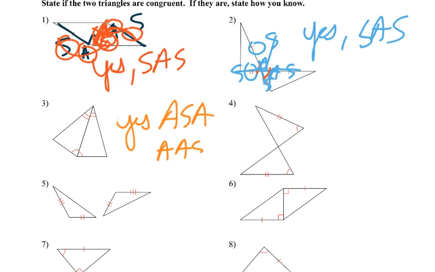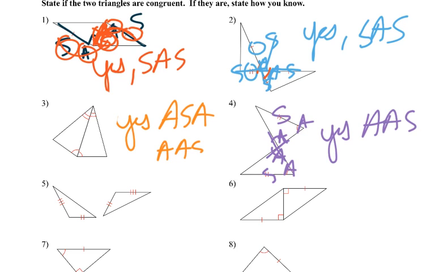All right. Number 4. Vertical angle here, so I know I've got that side. So an angle, and a side. An angle, and a side. That's one of ours, so yes. Angle, angle, side.